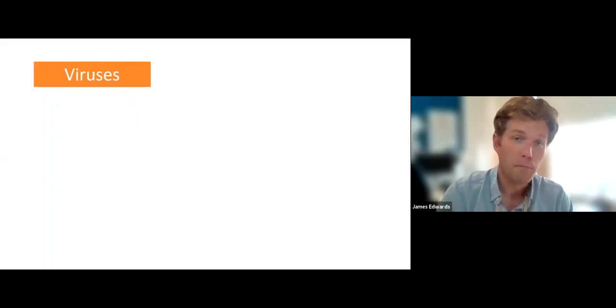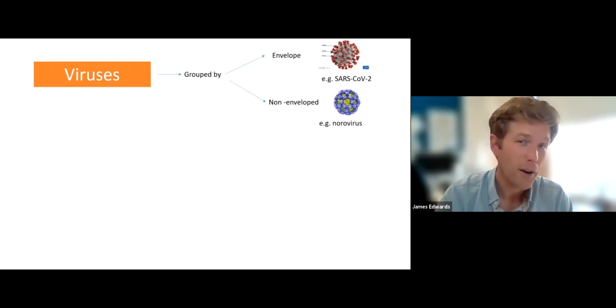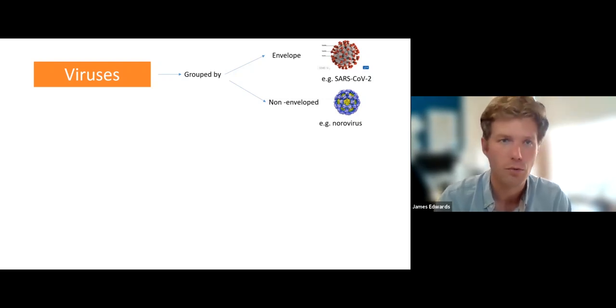So viruses can basically be grouped according to a number of different ways, but there are only really a couple that are useful for medicine. We can group them according to whether they've got an envelope or not. So SARS-CoV-2 or norovirus are good examples of enveloped and non-enveloped viruses, and there are some infection control differences between those two groups.